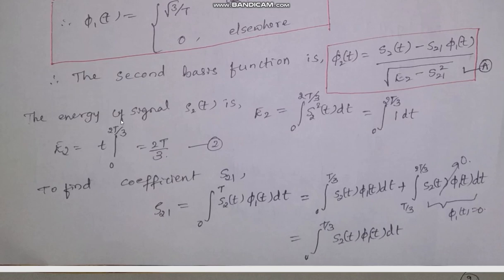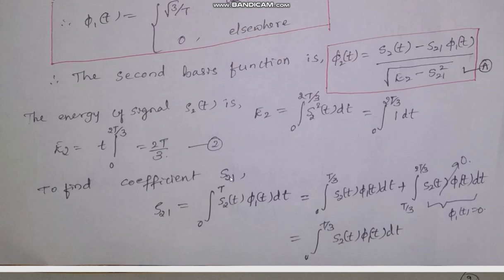Let us start now. See here E2. How can we calculate E2? E2 is given by integration 0 to 2T by 3, because it is spanning from 0 to 2T by 3, S2 whole square of t dt. So the amplitude is 1. If we substitute and simplify, we will get the energy as 2T by 3.